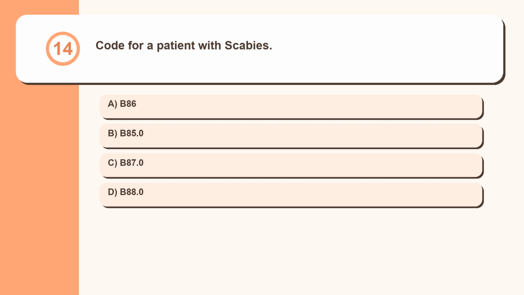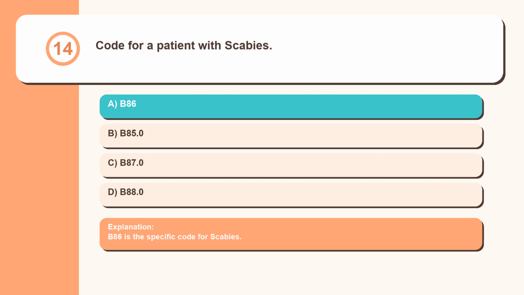Question 14. Code for a patient with scabies. B86, B85.0, B87.0, B88.0. B86 is the specific code for scabies.